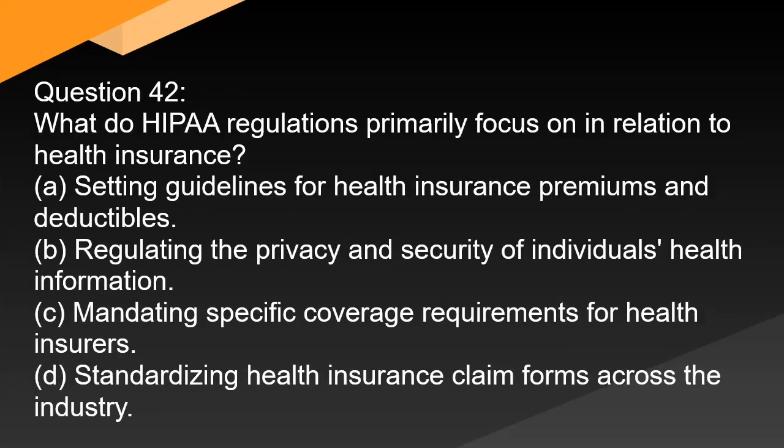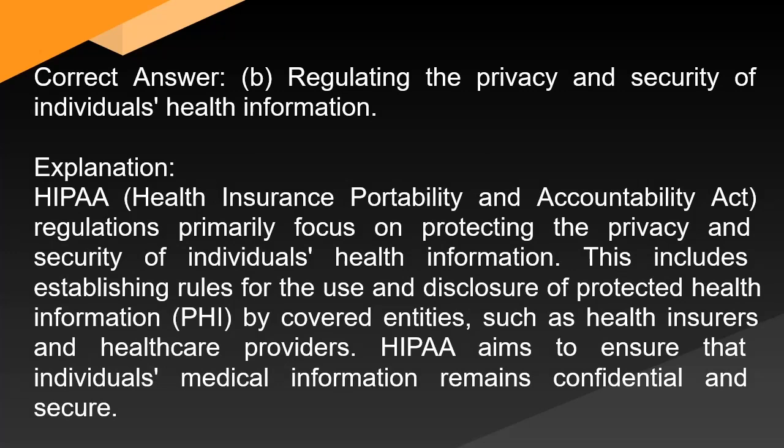Question 42. What do HIPAA regulations primarily focus on in relation to health insurance? Correct answer. B. Regulating the privacy and security of individuals' health information. Explanation. HIPAA, Health Insurance Portability and Accountability Act, regulations primarily focus on protecting the privacy and security of individuals' health information. This includes establishing rules for the use and disclosure of protected health information, PHI, by covered entities, such as health insurers and healthcare providers. HIPAA aims to ensure that individuals' medical information remains confidential and secure.